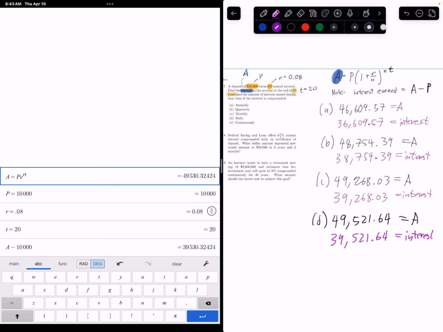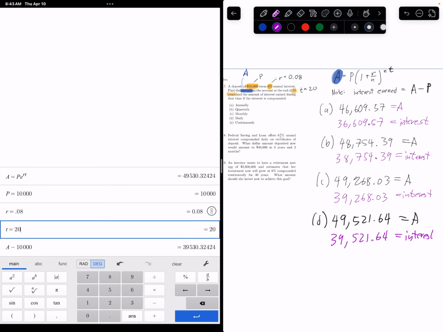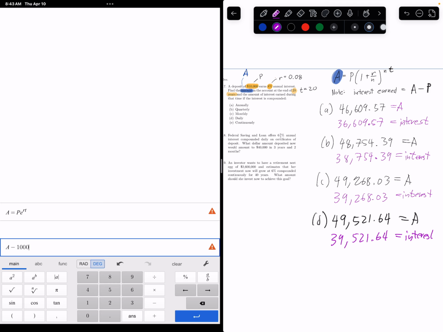Okay, and you see it's comparable, right? 49,530, comparable to compounding daily. If you're doing this without using the Desmos calculator and you're just doing it the normal way by inputting the numbers, then you just do it like this. You just do 10,000, that's your P, right?